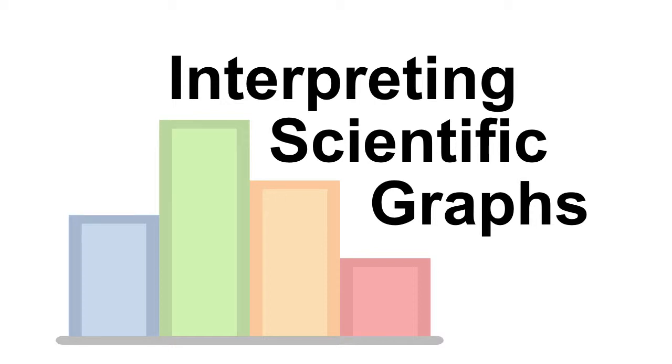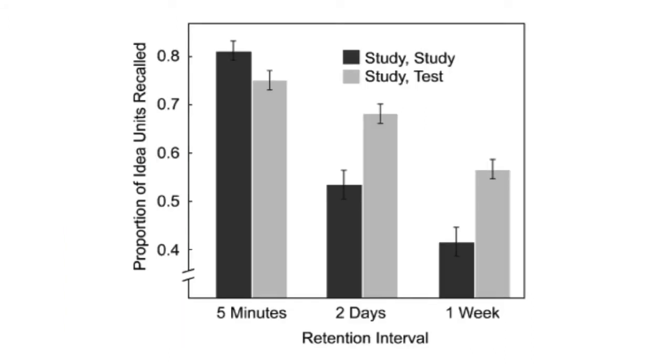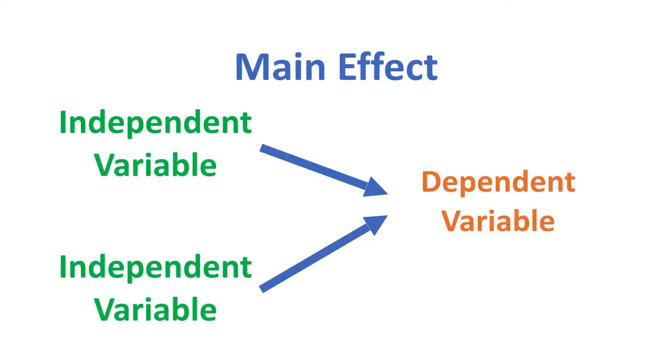In this video, we will go over how to interpret a graph with two independent variables. You were just asked to interpret a graph of the effects of learning condition and retention interval on performance on the final recall test from Study 1. Since we have two independent variables, we are interested in the main effect of each independent variable.